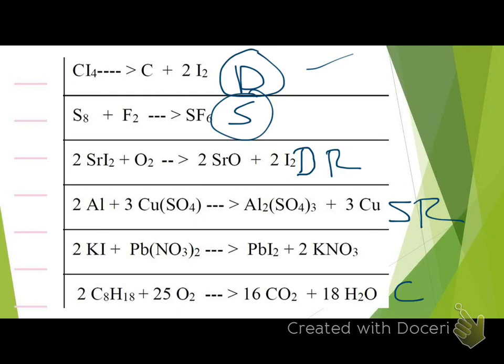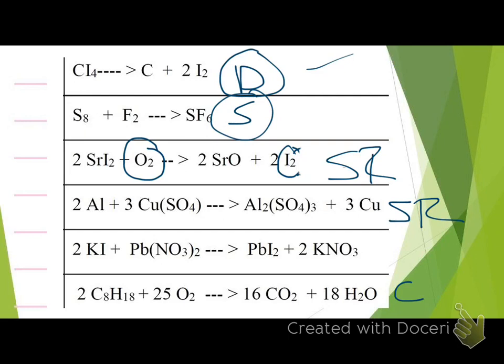The next one, double replacement. That's single replacement, isn't it? So we have a single here and a single here. What should that one be? That one should be single replacement. Y'all see that? That's the easier of the two single replacements.